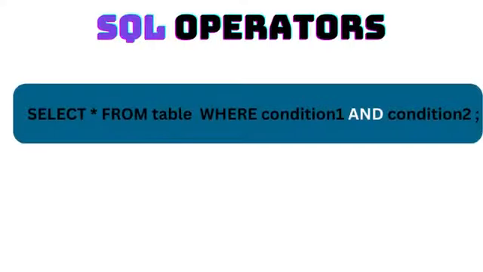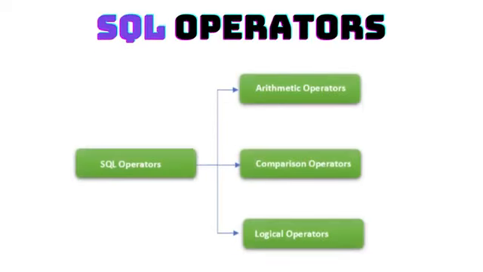SQL operators are used to specify conditions in SQL statements. For example, in the following condition, AND is used to join condition 1 and condition 2. The AND operator comes under the category of the logical operator. There are various kinds of operators such as arithmetic operators, comparison operators, and logical operators.